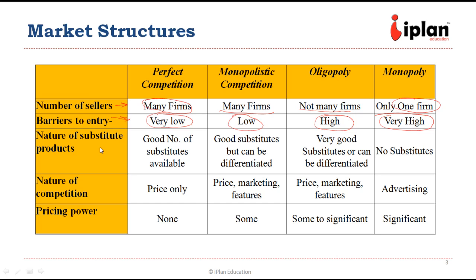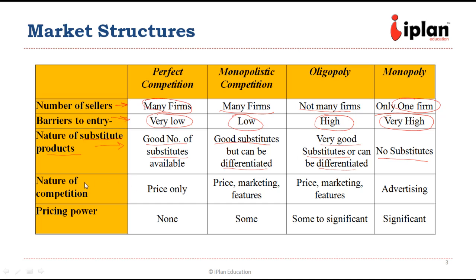The third important characteristic is the number of substitute products available. In perfect competition there are a good number of substitutes which are identical to each other, while in monopolistic competition there are substitutes available, although they are not identical; they are similar but differentiated. In oligopoly, again very good substitutes are available, and they can be differentiated since only a few firms are providing them. While in monopoly, there are no substitutes available since there is only one firm producing the product.